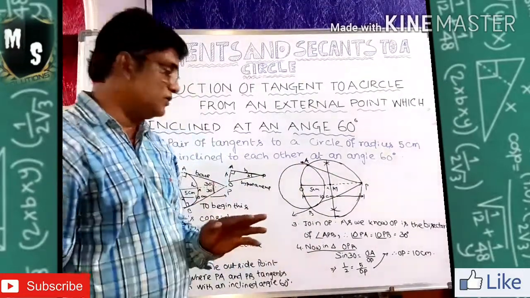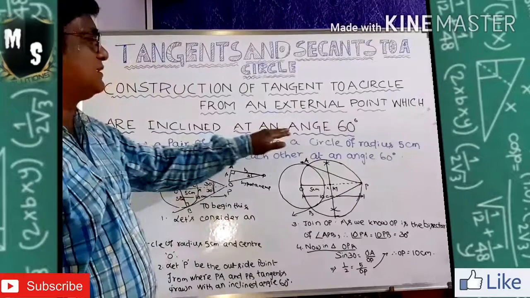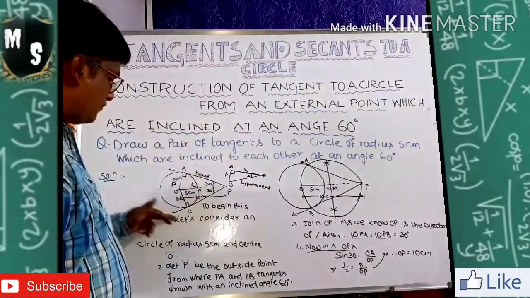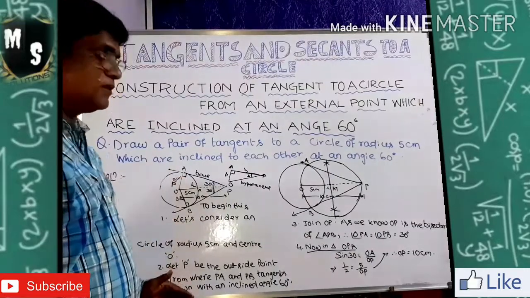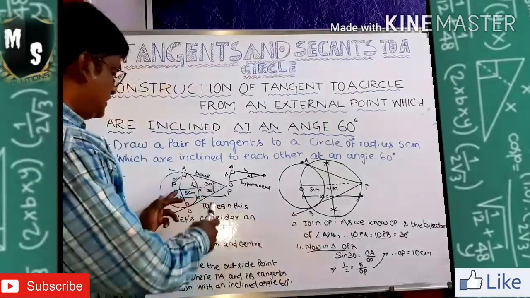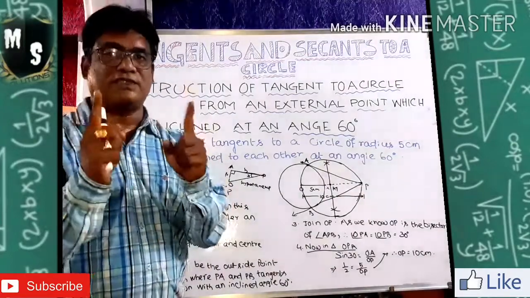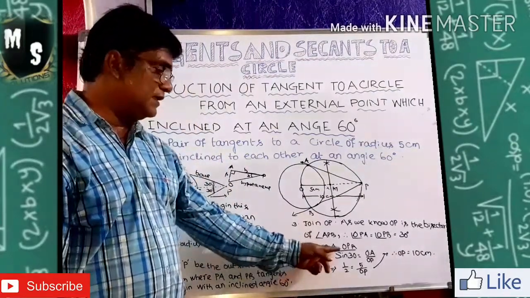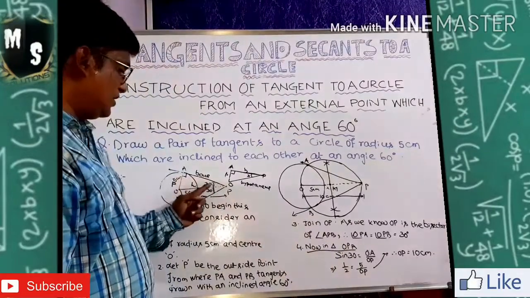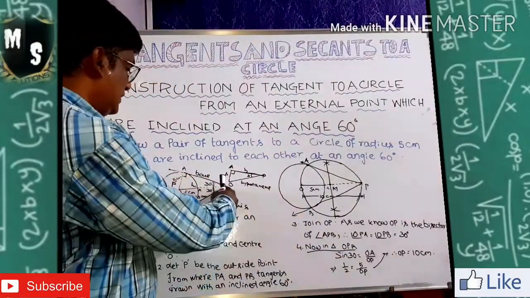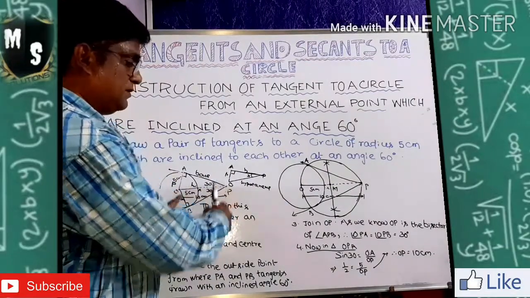I hope you understood this. Before doing this construction of inclined tangents at an angle of 60 degrees, you have to go for a rough figure, then do some steps for the rough figure to get the distance between O and P. The distance from the center to the outside point you must get by putting this in the right angle triangle with sine theta. Sine theta means sine 30. Sine 30, you will get this measurement. This is the hypotenuse.